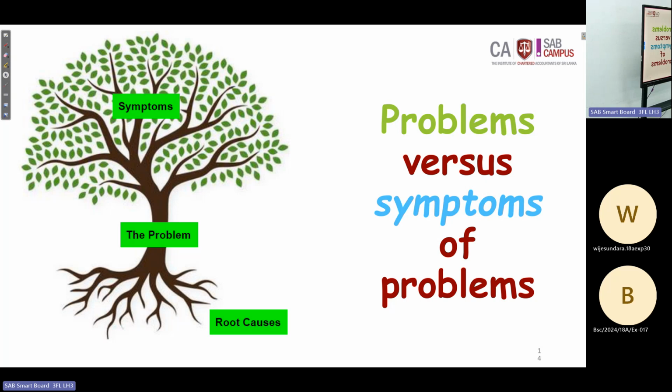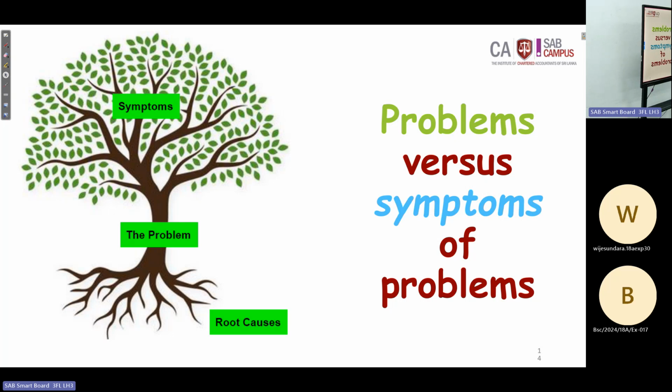Identify the problem. Can you directly identify a problem? No. Symptoms help to identify the problem. Symptoms are an indication of a problem, whatever problem it may be, the research problem, right? You are first identifying the problem through the symptom.